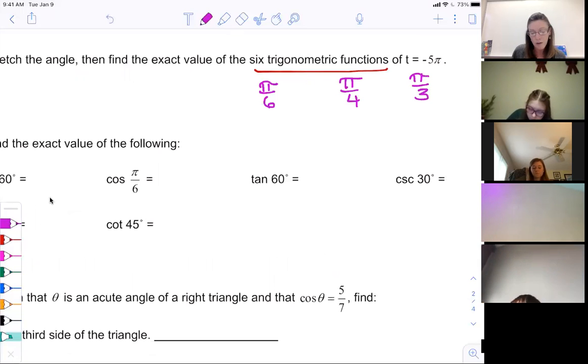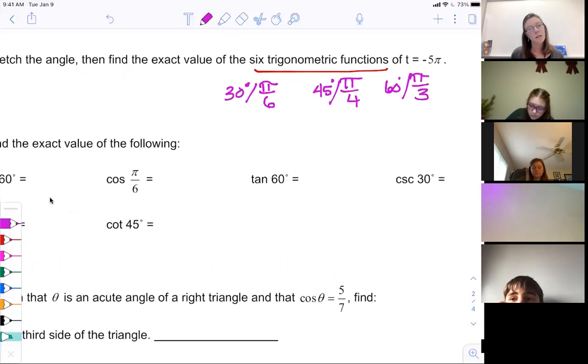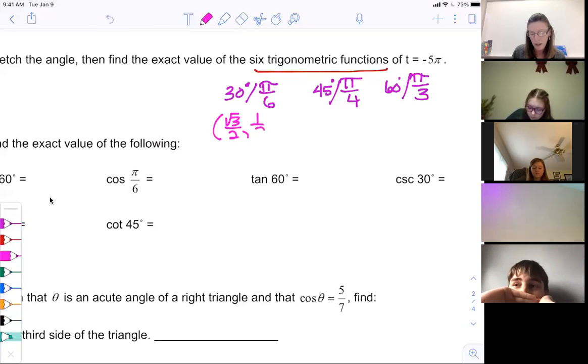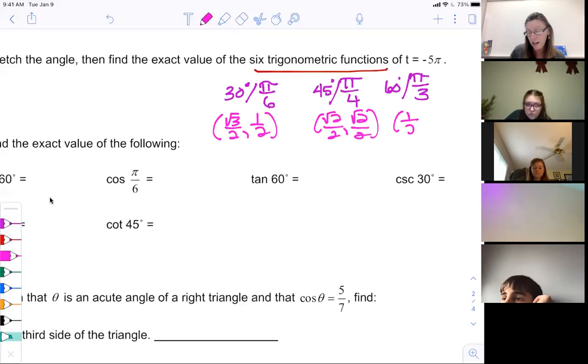But pi over 6 is the same thing as 30 degrees. Pi over 4 is 45 degrees. Pi over 3 is 60 degrees. And those ordered pairs on the unit circle, I've seen some of you writing them on some of the homework so that you have them to look at and apply.